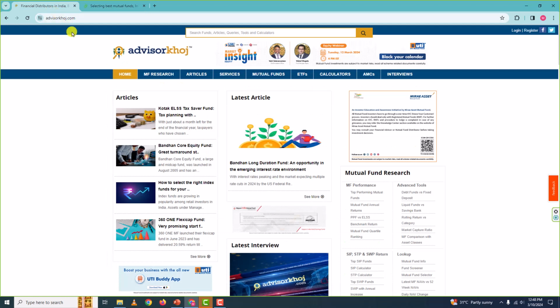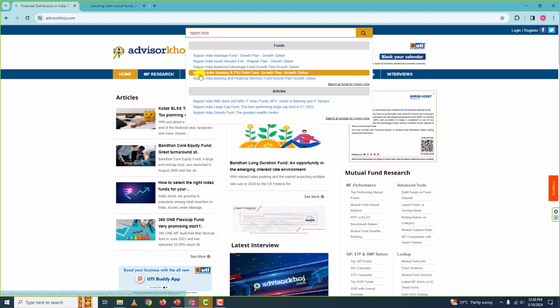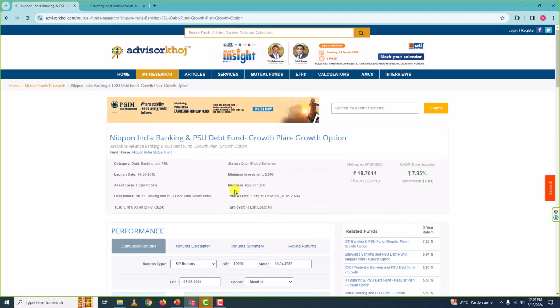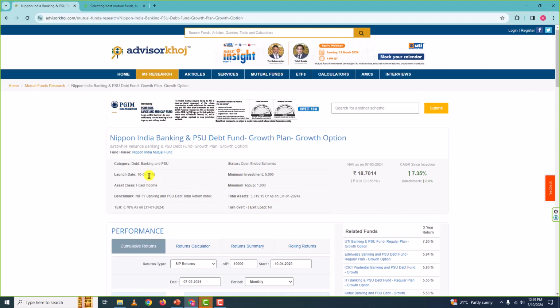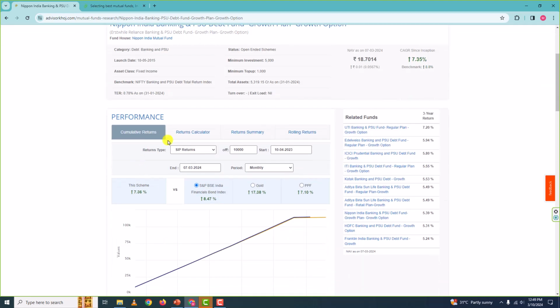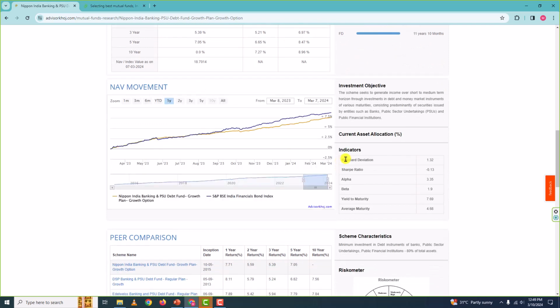Now let me go to Advisor Coach and search for a fund. I'll search Nippon India and I'll select a fund randomly. So let me select Nippon India Banking and PSU Debt Fund. When I click on the fund, all the details regarding the mutual fund appear here. So the launch date is here and the benchmark is here. Minimum investment is here. Total assets, AUM is here. CAGR is here. NAV is here. And returns are here. Okay. Let me come down and let me come to this.